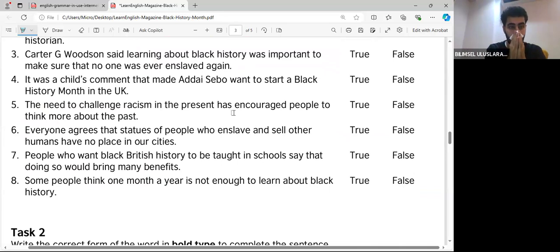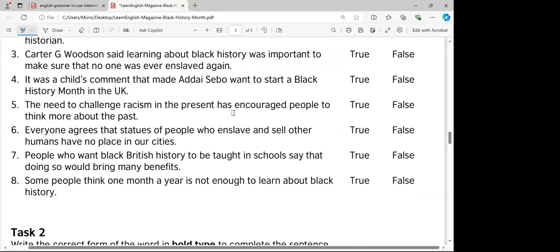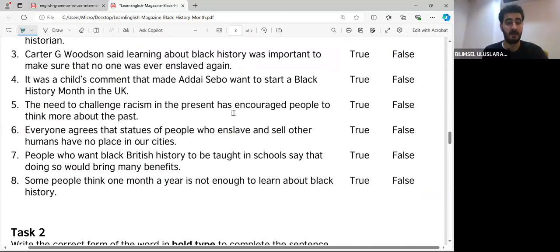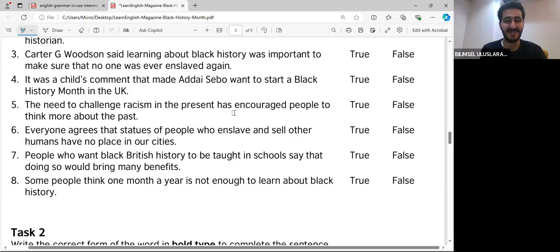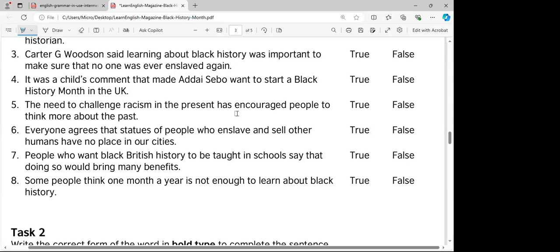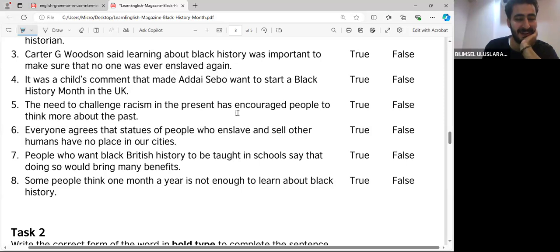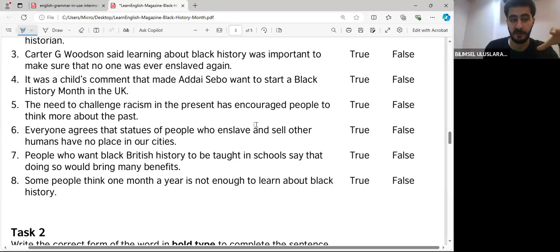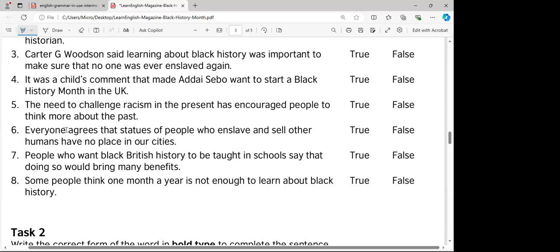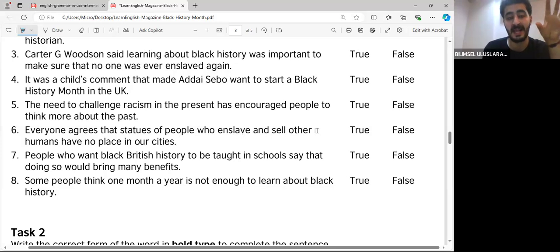All right, number six, Ms. Aru. Everyone agrees that statues of people who enslaved and sold other humans have no place in our cities. Sadly, false. Are you with keeping statues of people who enslaved others? Hold on, I'm actually against that. I don't want the statues to stay in the city. I believe you. That's your point of view. But according to the script we read, does everyone agree that statues of people who enslaved and sold other humans have no place in our cities?